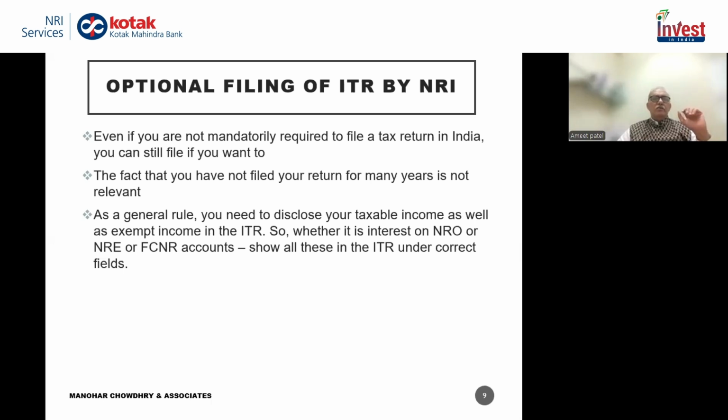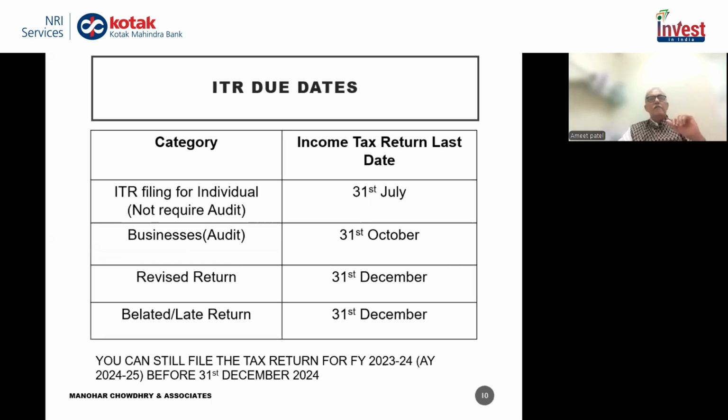As a general rule, you need to disclose your taxable income as well as exempt income in the ITR form. So in the ITR form, there are fields for showing your taxable income, and there is a field for showing your exempt income. So interest on NRO account will go in taxable income. Interest on FCNR, interest on NRE account will go under the exempt income field of the ITR form.